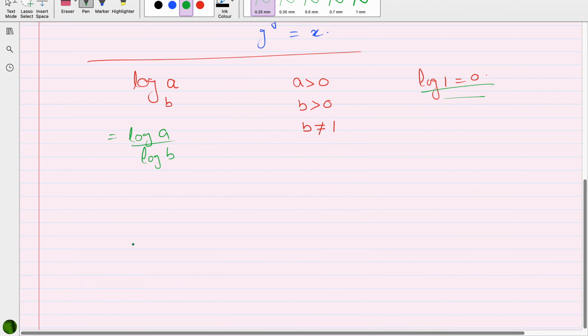So quick examples. If I write log of 3x to base 5 is equal to a, so I can convert it as 3x is equal to 5 raised to power a, and x would be equal to 5 raised to power a over 3.